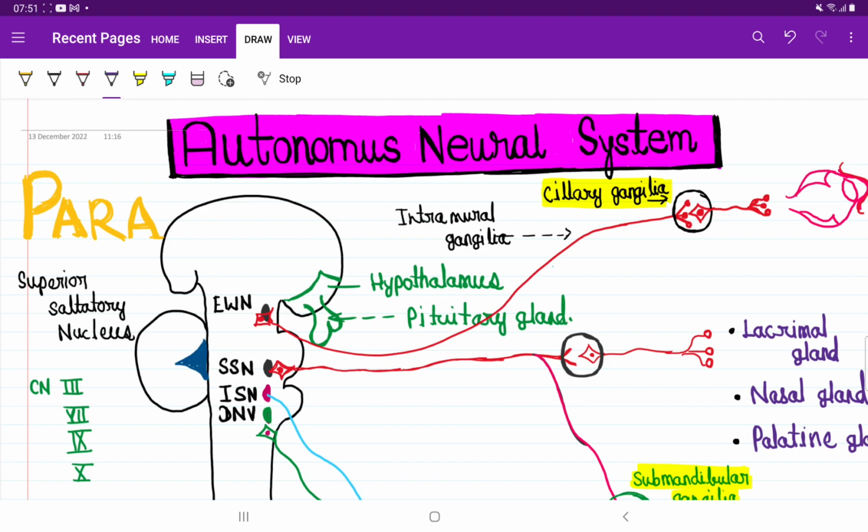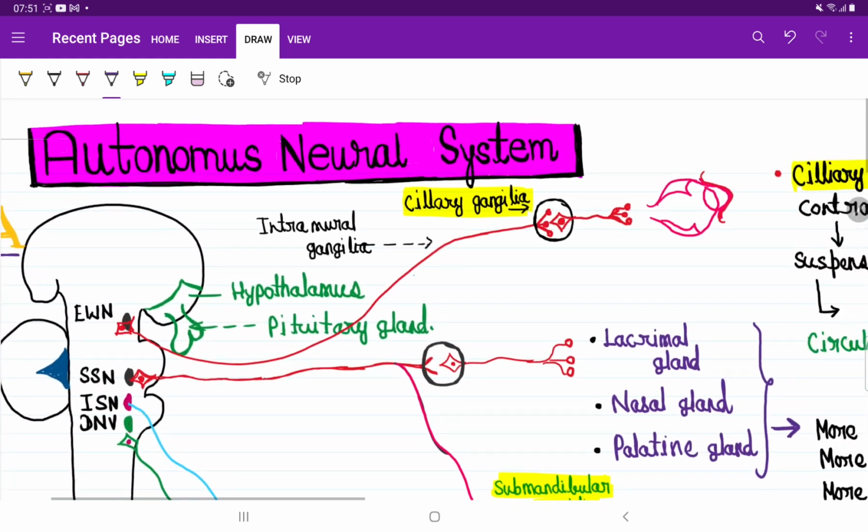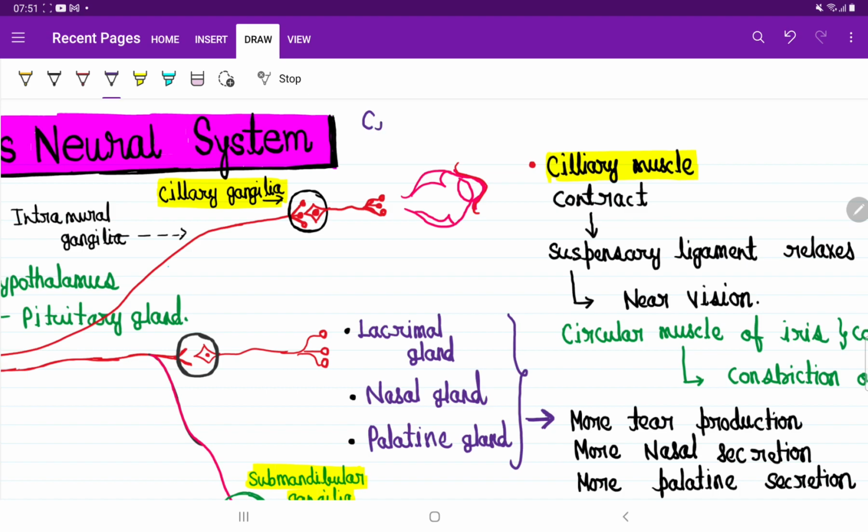One is the sympathetic neural supply, also called the thoracolumbar outflow. We have seen it already in one video; you can watch it if you want. And in this video we are going to see the parasympathetic neural supply. This parasympathetic neural supply is also called the craniosacral outflow. Why are we calling it craniosacral outflow?